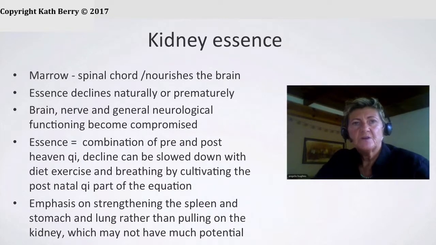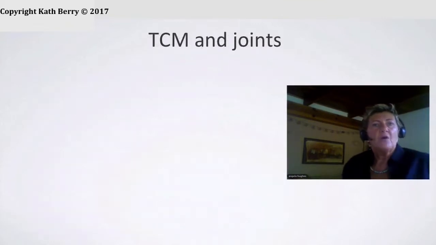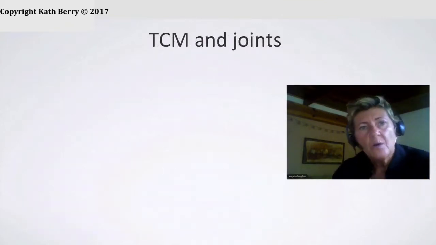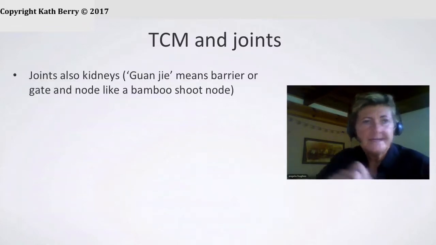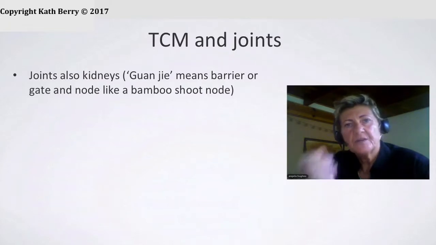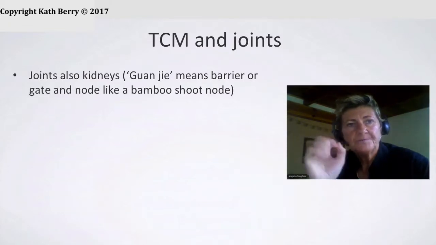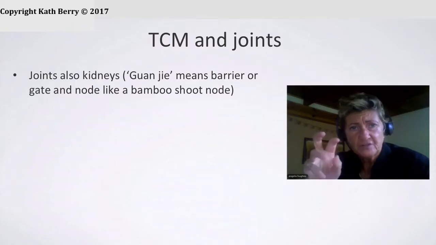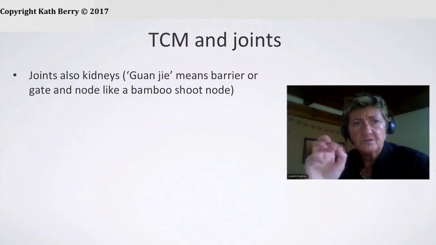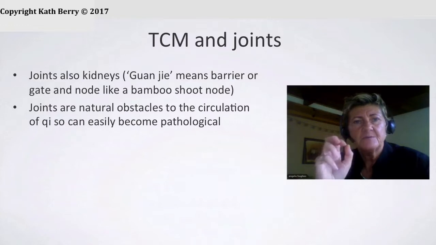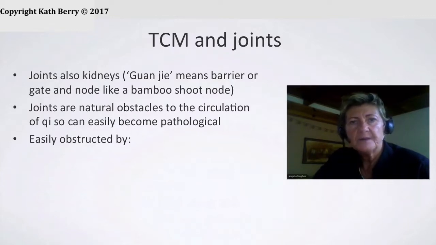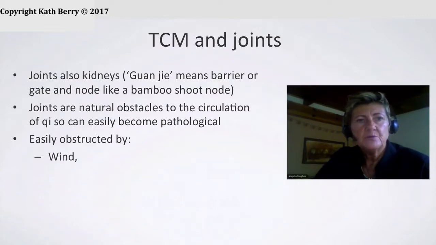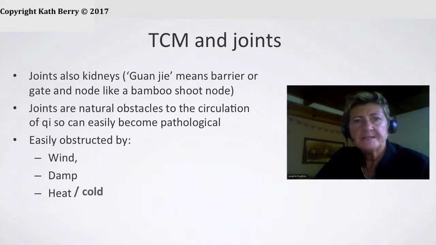So getting back to rheumatology, the bones and the joints are under the influence of the kidneys. Guanjie is the translation for joints and means a barrier or a gate. It can also be seen as a node. Think about a bamboo shoot node. The joints, by virtue of their structure, are natural obstacles to the circulation of qi, so they can easily become obstructed by pathogenic factors. The main ones that create a rheumatological pattern that we're going to be talking about later include wind, damp, cold, or heat.